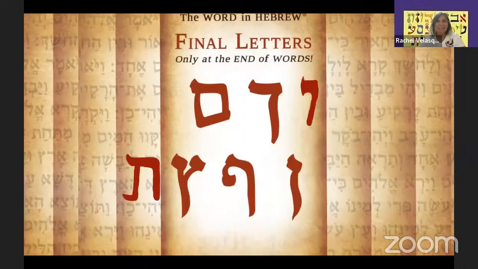All right, so let's look at some final letters here. Now, you'll notice I took the Ga away because I've never seen the Ga at the end of a word. But we see Vav, Kaf Sofit, Mem Sofit, Nun Sofit, Fe Sofit, Zadi Sofit, and Tav Sofit.